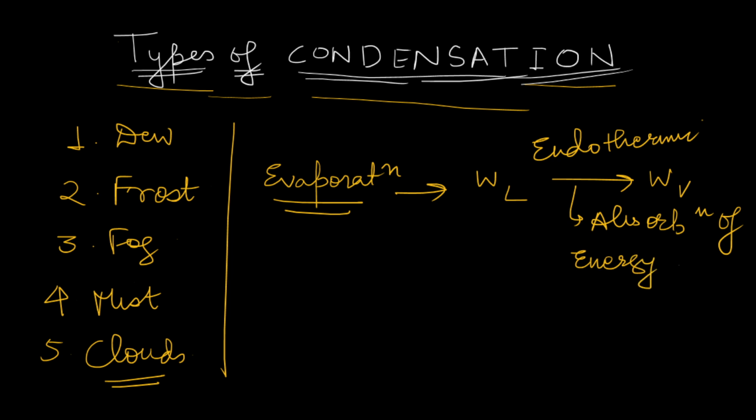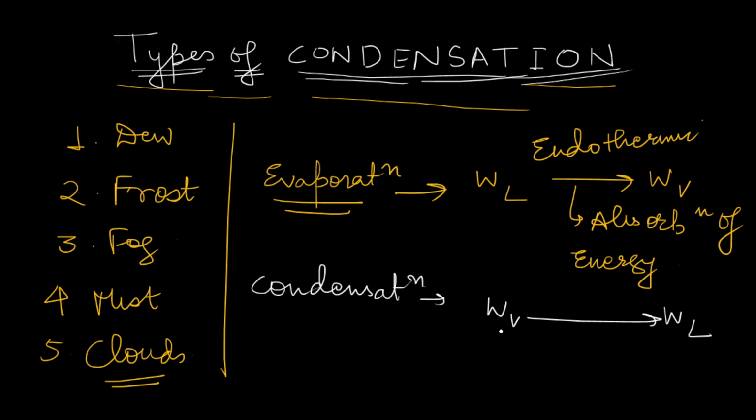Similarly we have condensation. What happens in condensation? Water vapor changes into liquid water, and this is an exothermic process. Evaporation was endothermic, with absorption of energy, and in condensation it is exothermic, there is release of energy. When water vapor turns into liquid water, there is release of energy.